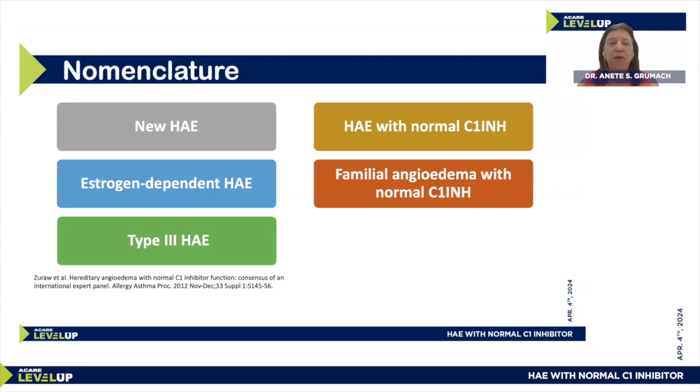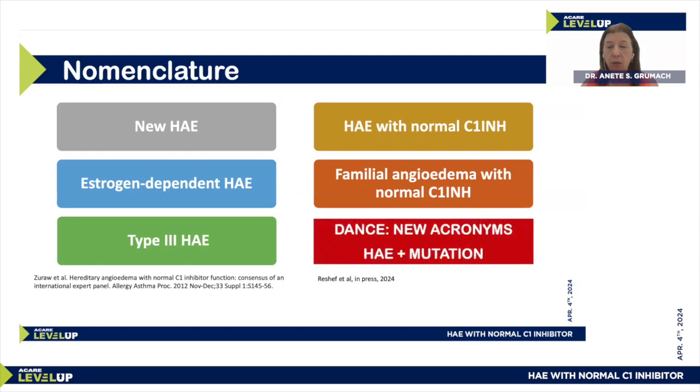And I have to confess that we have several names reported, but everybody used HAE type 3, because we didn't know the pathophysiology, we didn't know how to describe it. But recently we had a discussion about the new classification of HAE, of angioedema, and HAE with normal C1 will be described from now on as HAE plus the mutation found, or unknown if the mutation is not found.